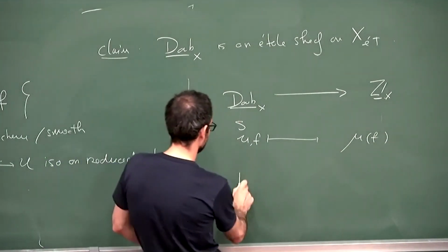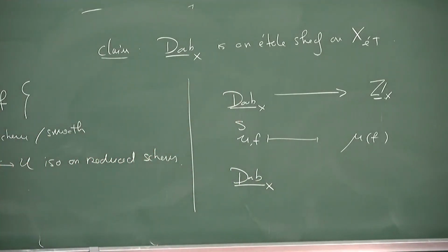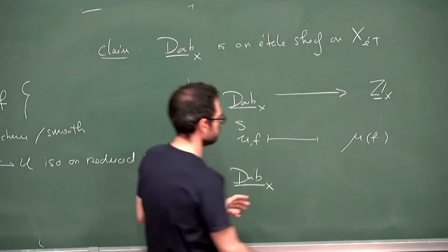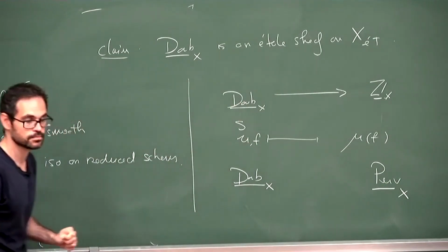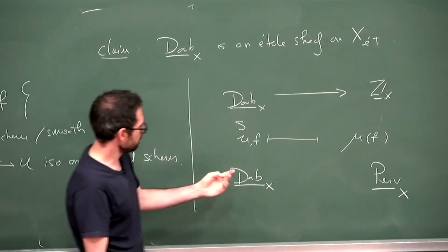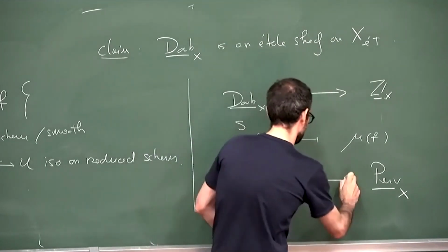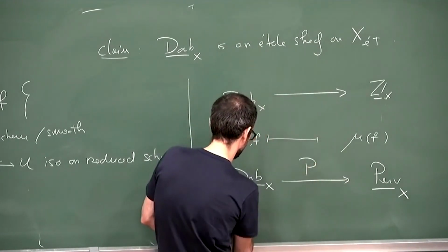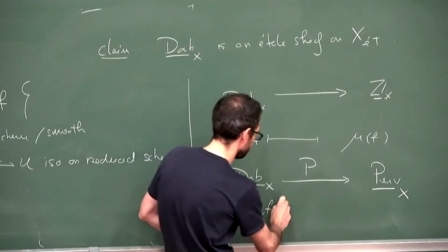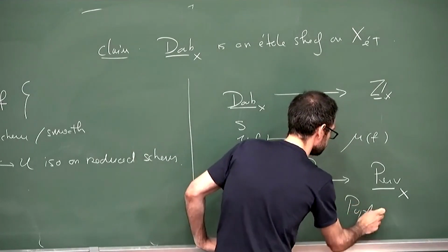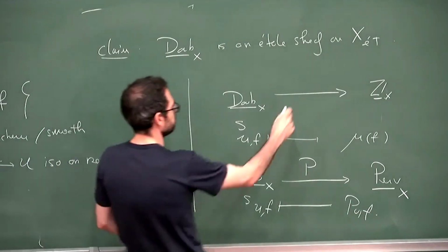Another thing you have is that perverse sheaves form a stack for the étale topology. So you can look at the stack of perverse sheaves. And the map sending a locally defined function defines a natural transformation: if you have S étale over X, you send U, F to the perverse sheaf of U, F. So this is a map of sheaves.